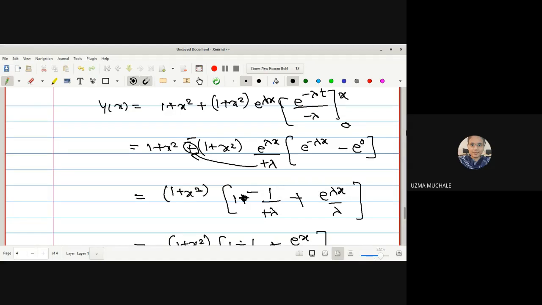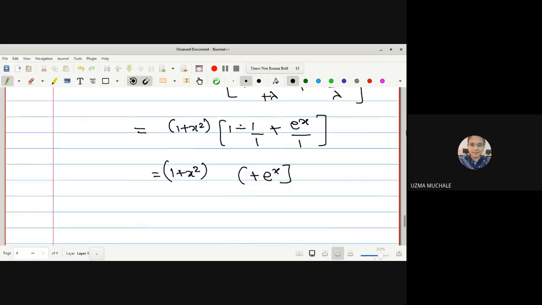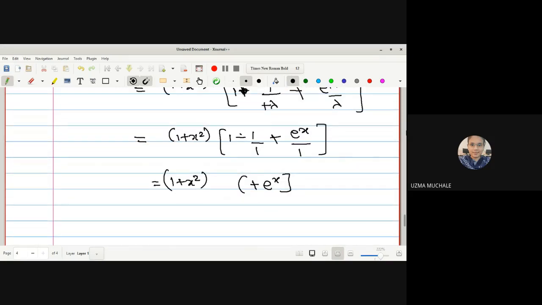Yes, is everyone getting the answer like this, e raised to x into 1 plus x square? Yes, ma'am. Solving. You have to check, there may be some correction. Yes, ma'am, it's right. Okay. So in this way, we have to solve the example.